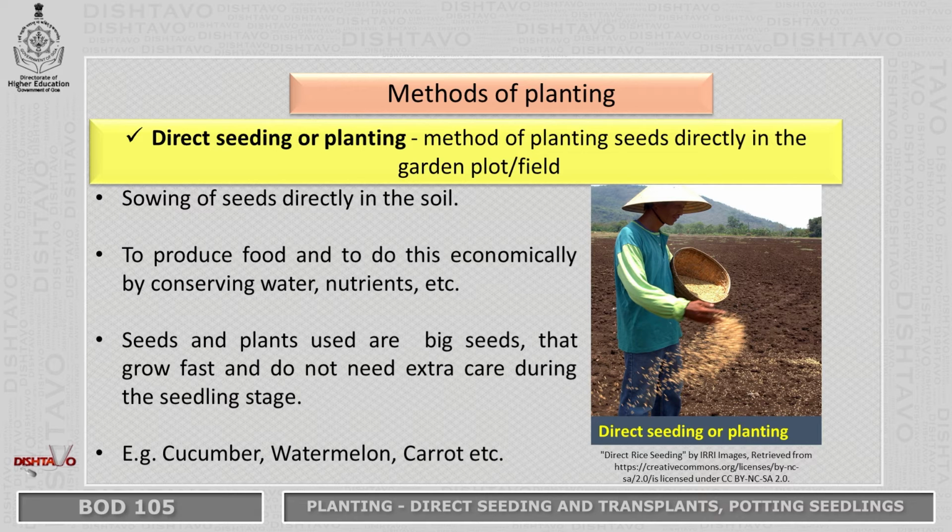Coming to sowing of seeds directly in the soil. In the picture, you can see the person is directly sowing the seeds. This is done to produce food economically by conserving water, nutrients, etc. Seeds and plants used are big seeds that grow faster and do not need extra care during the seedling stage. Examples are seeds of cucumber, watermelon, carrot, etc.